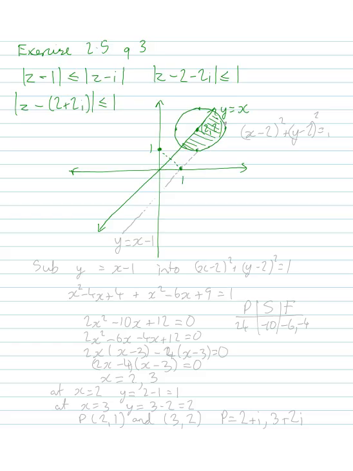Okay, now the second part is a little bit different to what we've done. Because it's arg of something and it equals a constant, we know that's going to be a line.